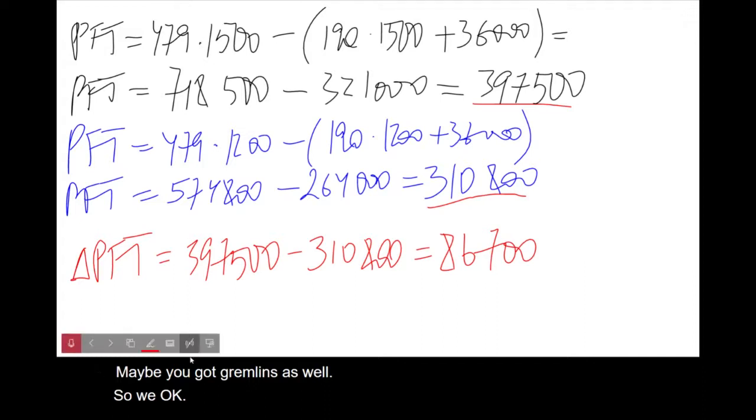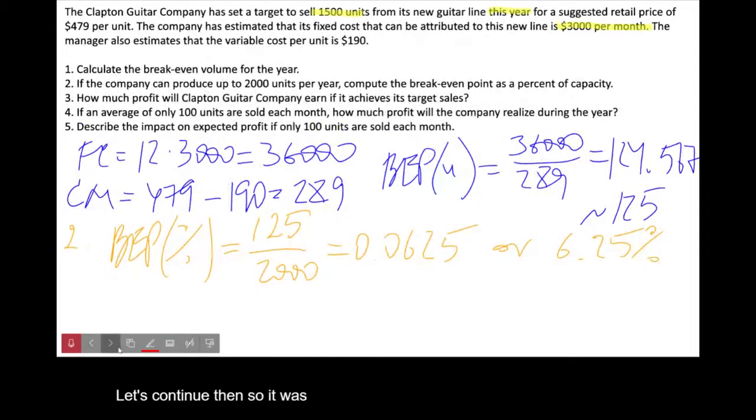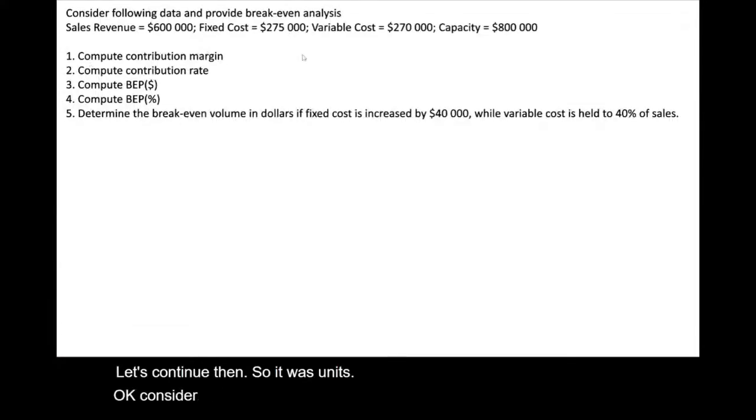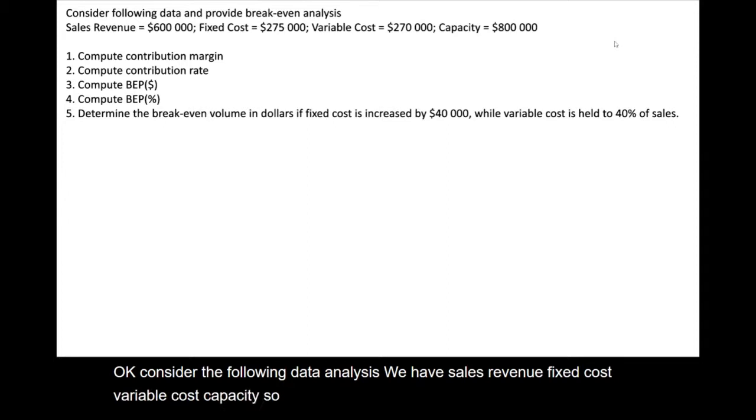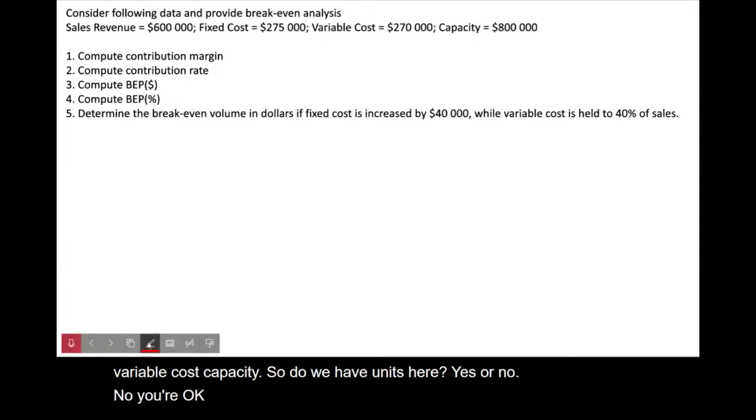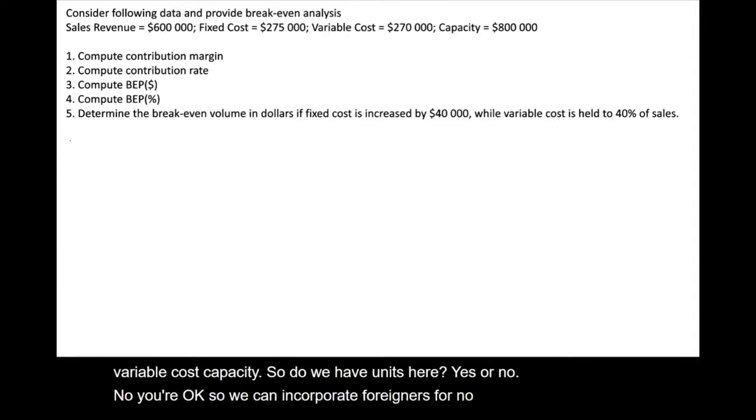Okay, let's continue then. So it was units. Consider the following data and provide a break-even analysis. We have sales revenue, fixed cost, variable cost, capacity. So do we have units here, yes or no? No units. Okay, so we could incorporate formulas for the no units case.